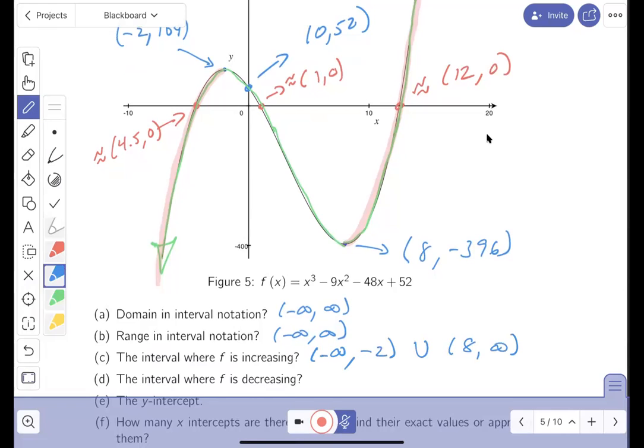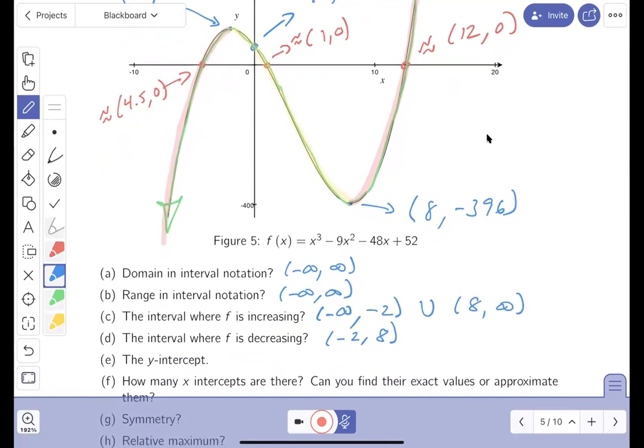What's the next question? Where is it decreasing? Well, I'm looking at the picture, and I'm going to say it's decreasing on this interval. What does it mean? As I move left to right, it's going down. Now, where's it going down? It's talking about the x's now, from -2 to the number 8.